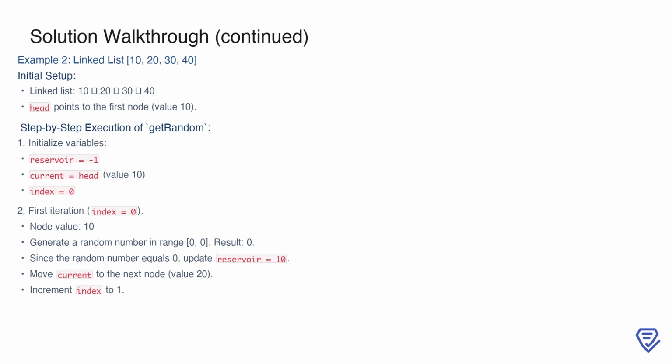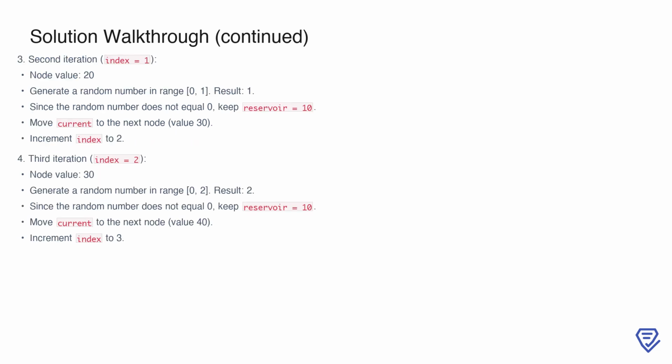In the first iteration, the index is 0, and the current node value is 10. We generate a random number in the range 0 to 0, resulting in 0. Since the random number equals 0, we update reservoir to 10, the value of the current node. We then move the current pointer to the next node with a value of 20 and increment index to 1.